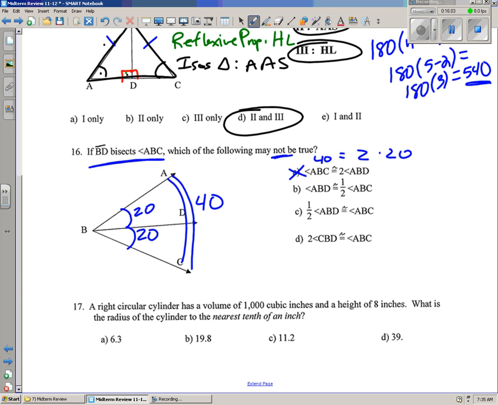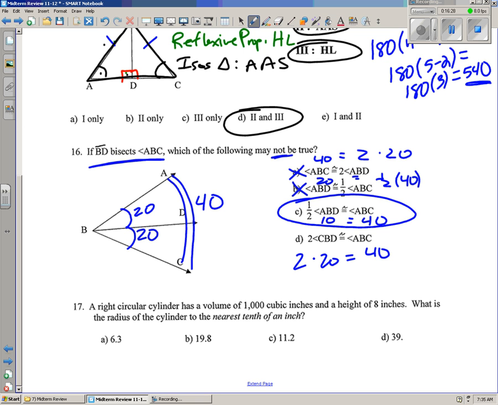Angle ABD, which is 20, is that half of angle ABC, which is 40? Well, half of 40 is 20, so that's true. Half of angle ABD, well, half of 20 is 10. Is that equal to angle ABC? Well, ABC is 40. That's not true. That's our answer. 2 times the angle CBD. CBD is 20. Does that equal ABC, which is 40? Yes, it does. So that is true, not the answer. So the final answer is choice C.